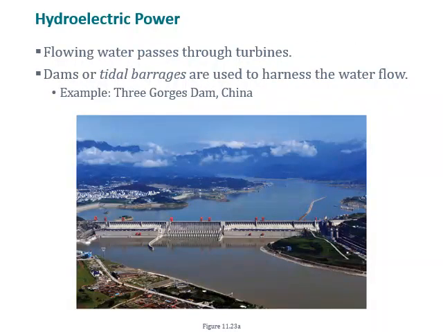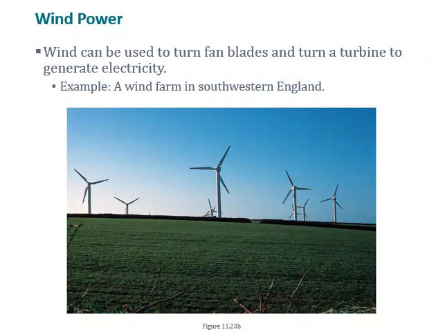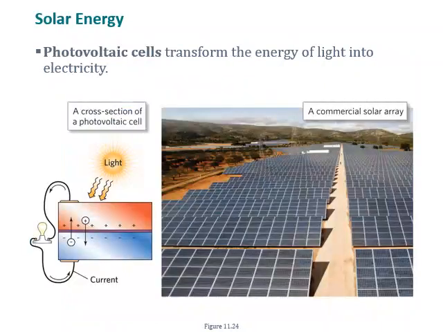Hydroelectric power occurs when flowing water passes through turbines, and this is done through dams or tidal barrages that are used to harness the water flow. Wind can be used to turn fan blades and turn a turbine to generate electricity. Solar energy relies on photovoltaic cells that transform the energy of light, or photons, into electricity.